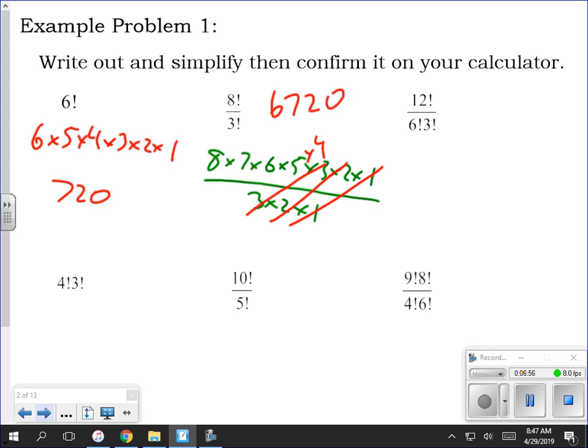Part of the reason I want to write these out is so you can get that ingrained in your head exactly what a factorial is. Okay.